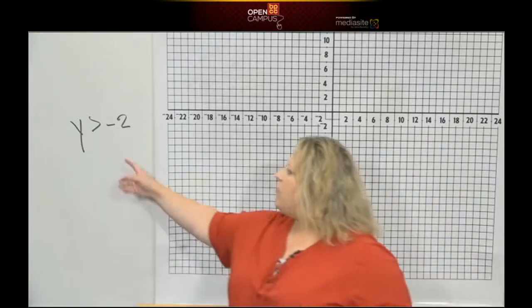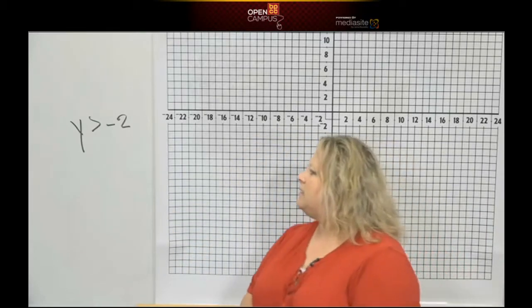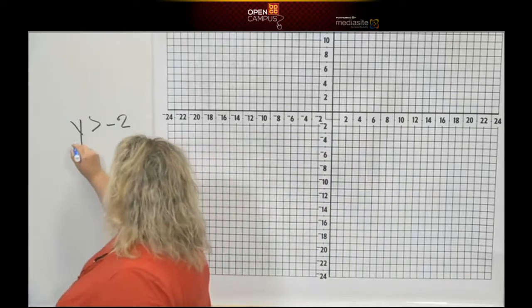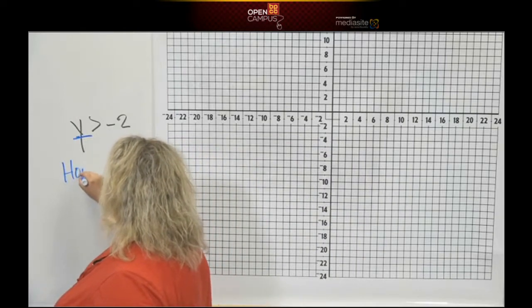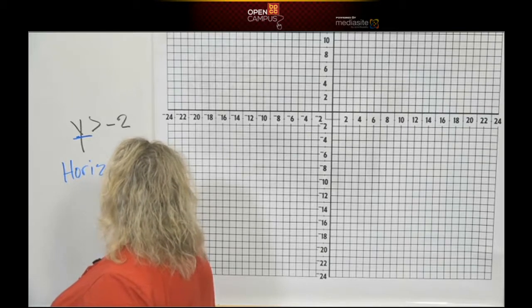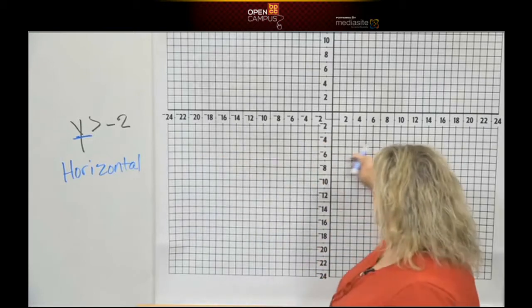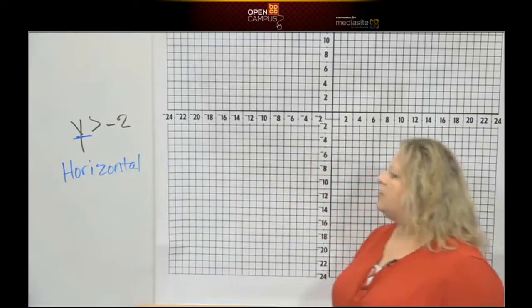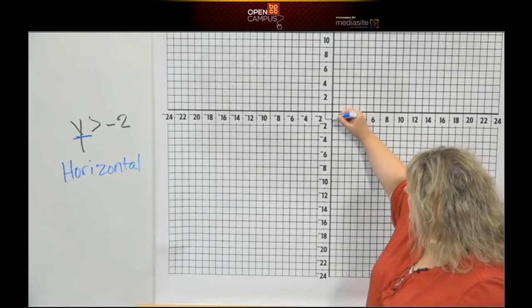Okay, so we have y is greater than -2. Let's do that one first. And when it only has the letter y, we're going to say that this is a horizontal line, meaning horizontal runs left to right, okay? So let's go to y equals -2. Let's stick our dot, -1, -2.